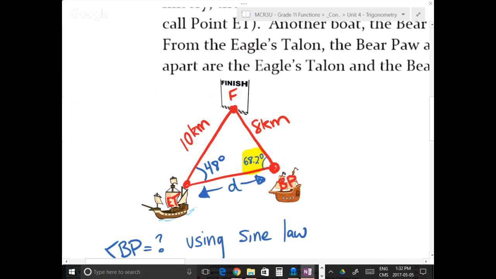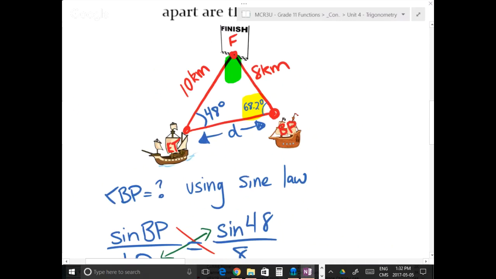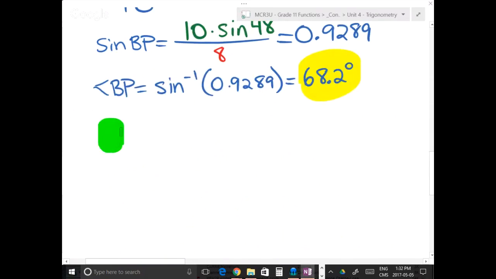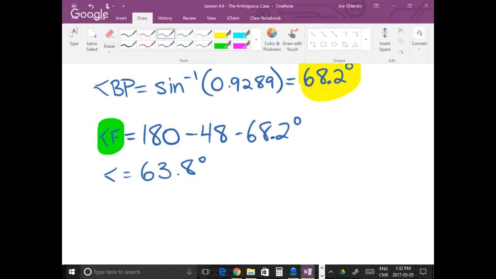Now, again, I didn't really do that because I wanted that number. What angle am I really interested in? Angle F. Now, the nice thing is I can figure angle F out now. How? 180 subtract 48 and 68.2. Good. So angle F should be 180 degrees minus 48 degrees minus 68.2 degrees. And that should be what? 63.8. Did you say 63.8? Good. Is that right? Does everyone agree on that?